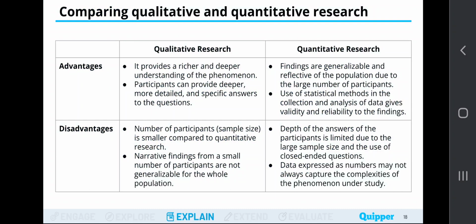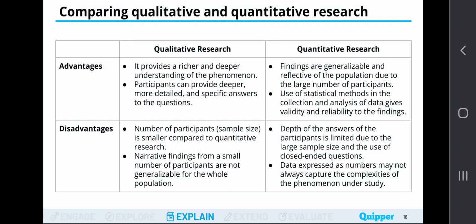Now, in comparing qualitative and quantitative techniques, here are the advantages. In qualitative research, it provides a richer and deeper understanding of the phenomenon. Participants can provide deeper, more detailed and specific answers to the questions, while in quantitative research, findings are generalizable and reflective of the population due to the large number of participants. The use of statistical methods in the collection and analysis of data gives validity and reliability to the findings.